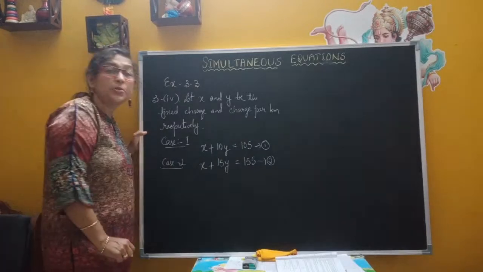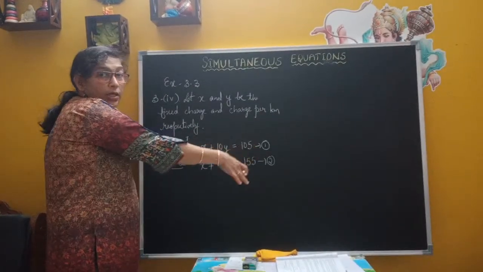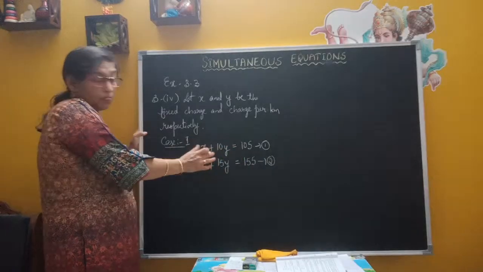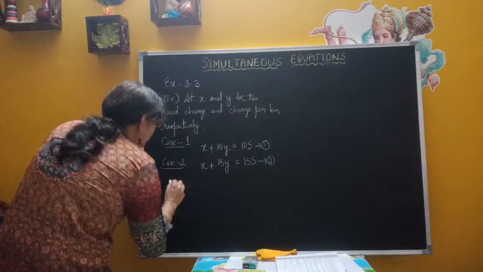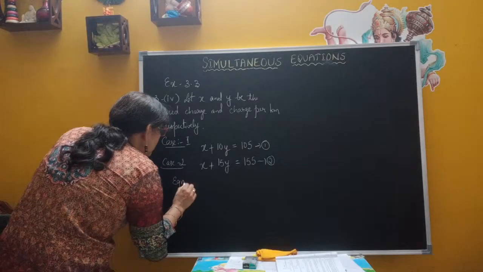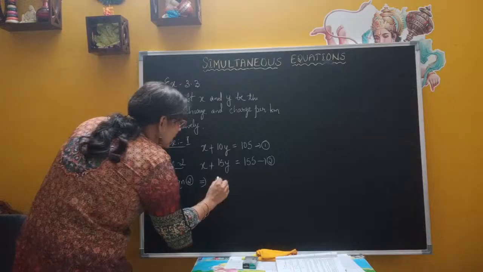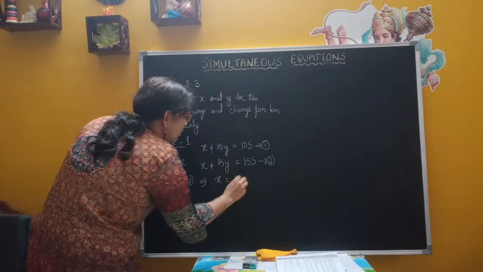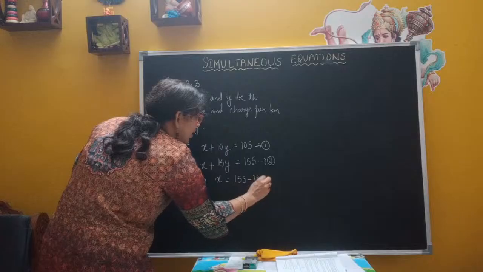Now what to do in the substitution method? First we need to convert any one of the equations into the required form. Let us take the second equation. So from equation 2, I convert it as x is equal to 155 minus 15y.